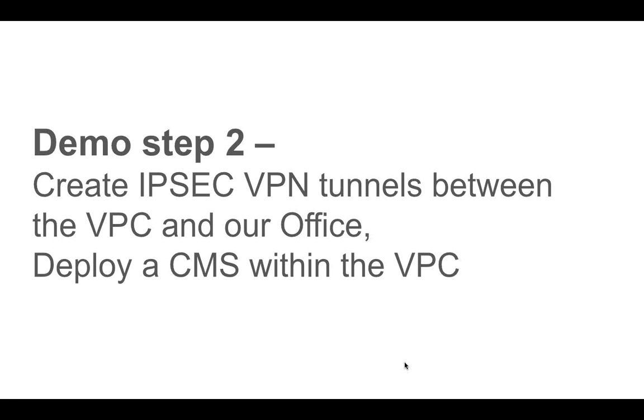Now, let's get back to our demo system and let's take a look how things are going there. So in the second step of the demo, we basically left the system creating the VPC in Singapore. Now we will log in again, take a look how it's doing, and then we need to create the IPsec VPN tunnel between our Office system and the newly created VPC. And if everything goes fine and we interconnect our Office and the VPC, we need to deploy some stuff into the VPC. So in this case, we will be deploying a content management system within the VPC in Singapore.